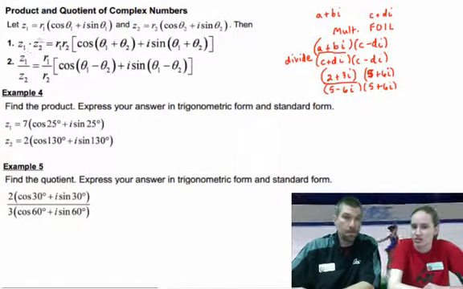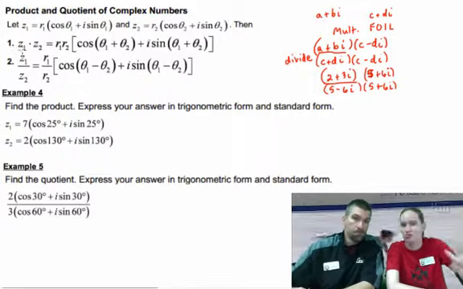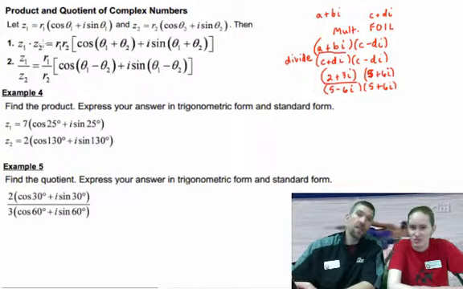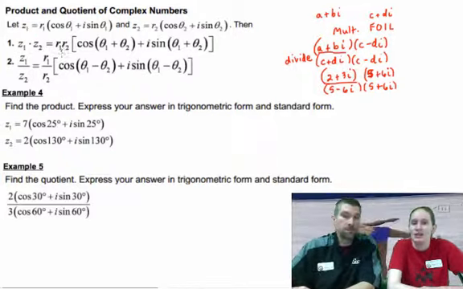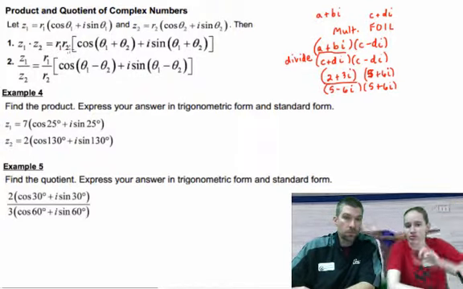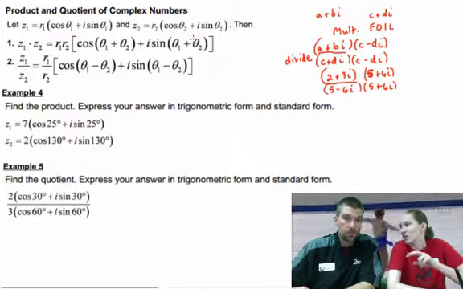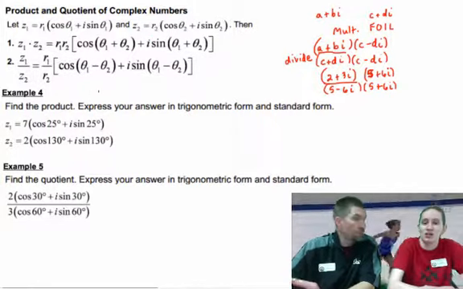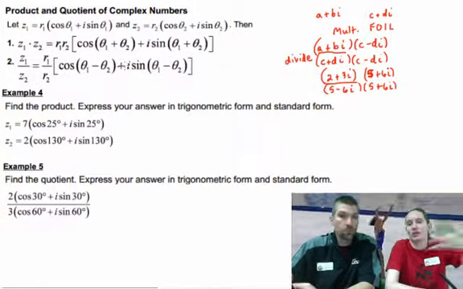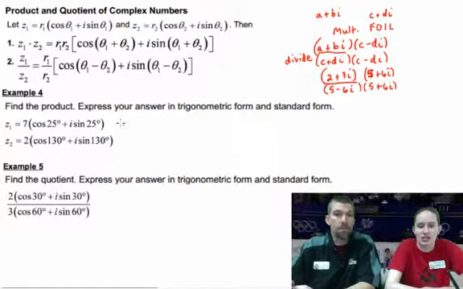Here's how it goes. If we're multiplying some complex number times another one, Z1 times Z2, it gives you R1 times R2. You multiply the radiuses together and put it in front. You add the angles together. Think about your exponential rules: when you're multiplying, it's like adding. You add the exponents. There's a connection there.